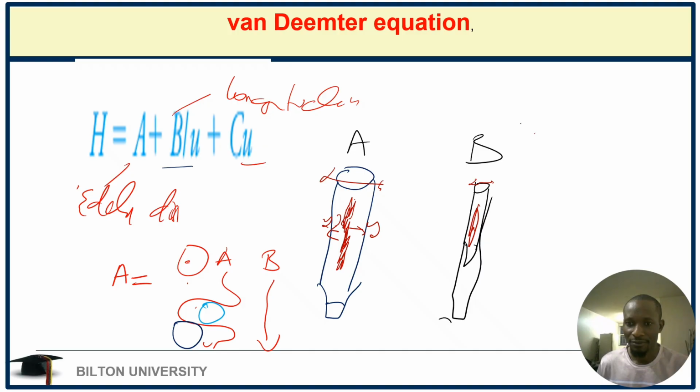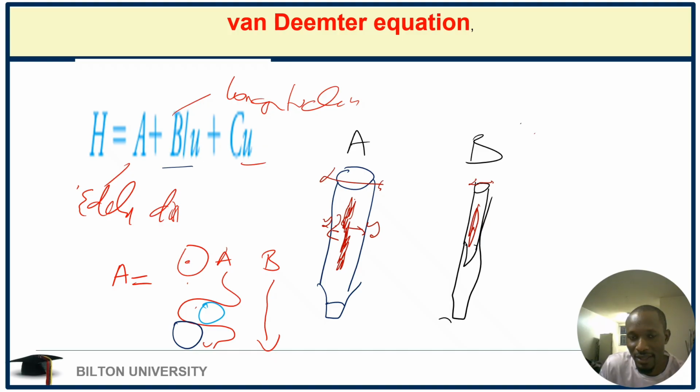So longitudinal diffusion is just the movement of the solute particles from the center of the column where they are highly concentrated to the edges of the column or to other parts of the column where they are lowly concentrated. As the solute particles spread out, they are going to spend more time within the column, and that is going to make them reach the detector at different times, and that's going to cause what is called zone broadening.